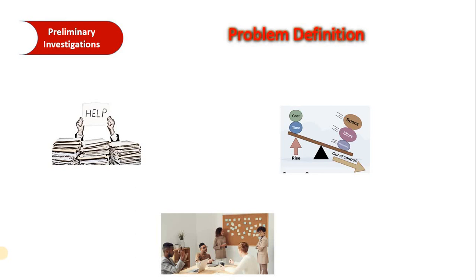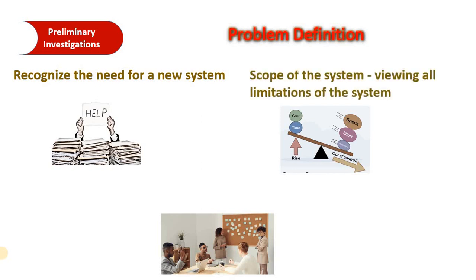This is done in 2 phases. First one, problem definition. At this stage, you should recognize the need of a new system and for what areas the system can help. And also scope is defined, keeping in view all limitations of the system, especially in time and cost. Without this identification, your system may go out of control for the organization.